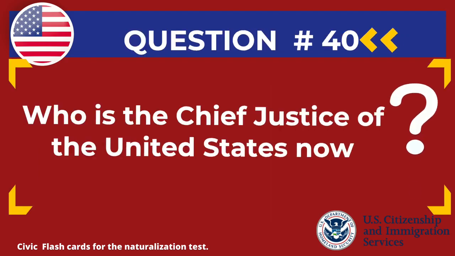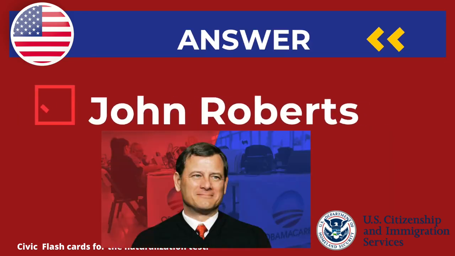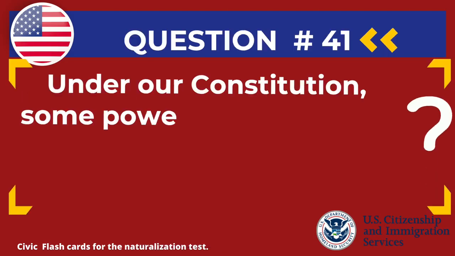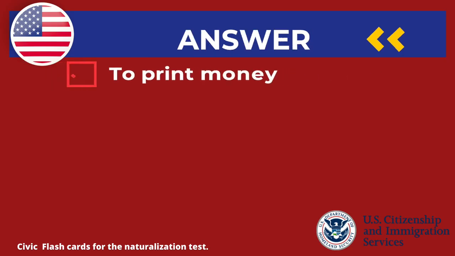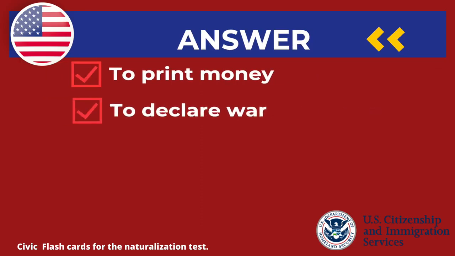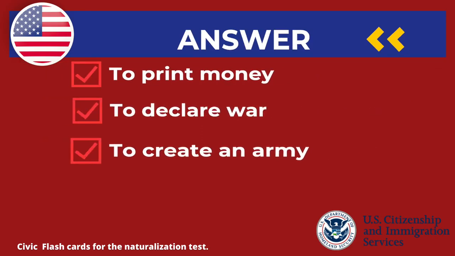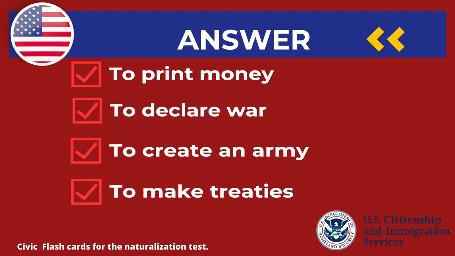Who is the Chief Justice of the United States now? John Roberts. Under our Constitution, some powers belong to the federal government. What is one power of the federal government? To print money, to declare war, to create an army, to make treaties.